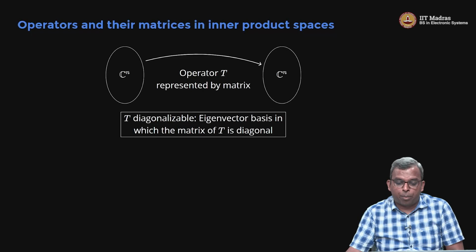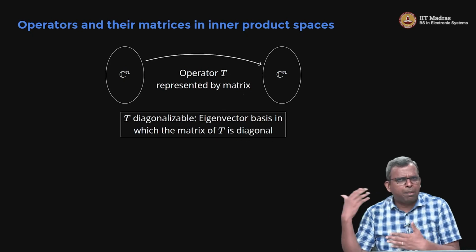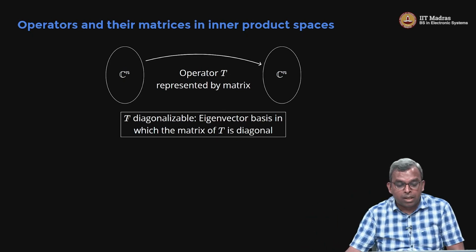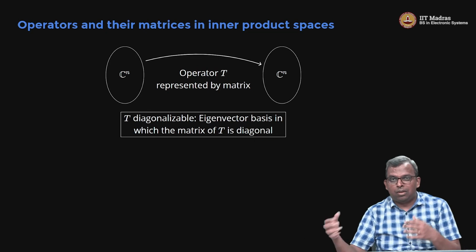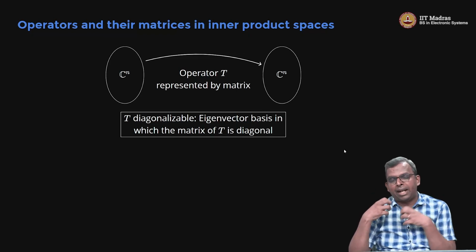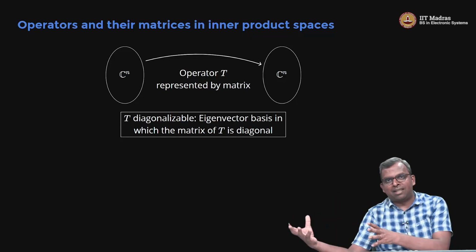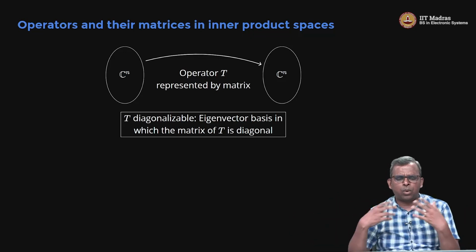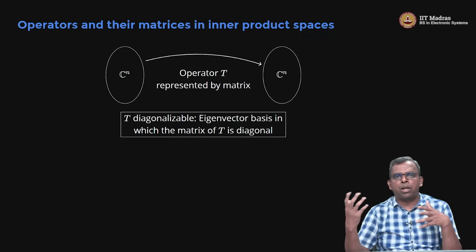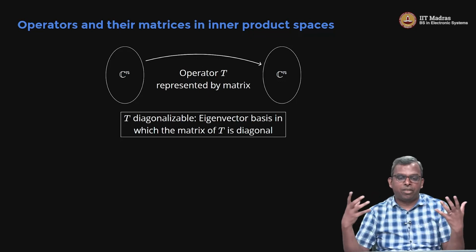So we've been studying an operator T from Cn to Cn quite a bit. It's represented by some matrix. We'll keep an orthonormal basis always. We've been seeing that T is diagonalizable if there is an eigenvector basis in which the matrix of T is diagonal. For T to be diagonalizable, you need a basis of eigenvectors. When you have a basis of eigenvectors, with respect to that basis, the matrix of T becomes diagonal. Otherwise, it's represented by a general matrix. It may or may not be diagonal.